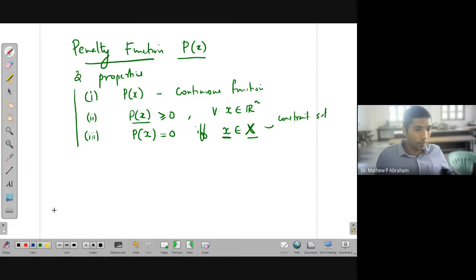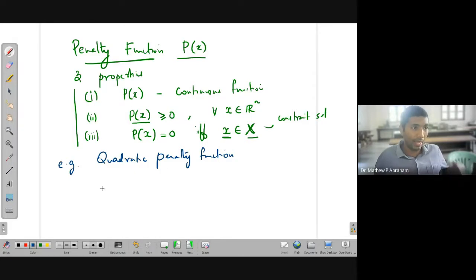One of the most popular penalty functions that we generally use is the quadratic penalty function. I'll just quickly write what the quadratic penalty function is. There are other penalty functions as well. For example, the exact penalty function is there, then the logarithmic penalty function is there. So there are different penalty functions, and any function which satisfies these three properties can be a penalty function. One of the most popular is the quadratic penalty function.